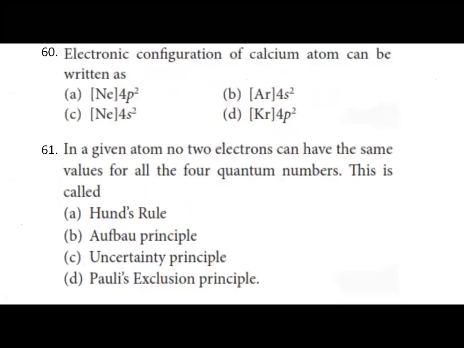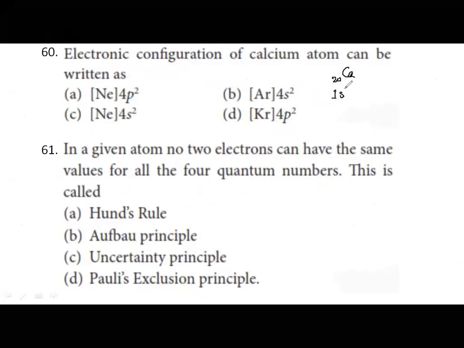It is option B. Electronic configuration of calcium atom is written as... calcium atomic number is 20. So I'll write it as 1s2, 2s2, 2p6, 3s2, 3p6, and 4s2. Since 2 plus 2 plus 6 plus 2 plus 6 is 18, plus 2 makes 20. So this is the complete electronic configuration.